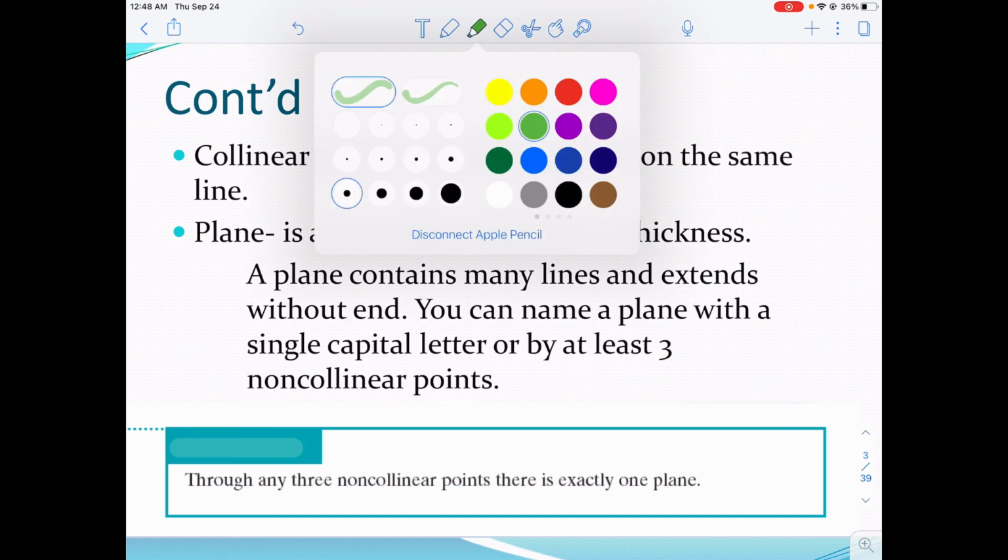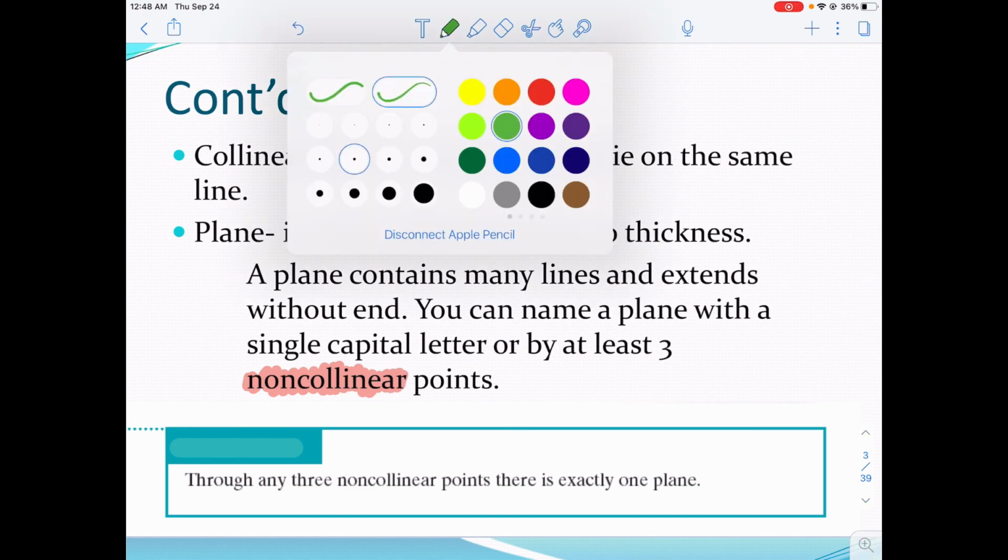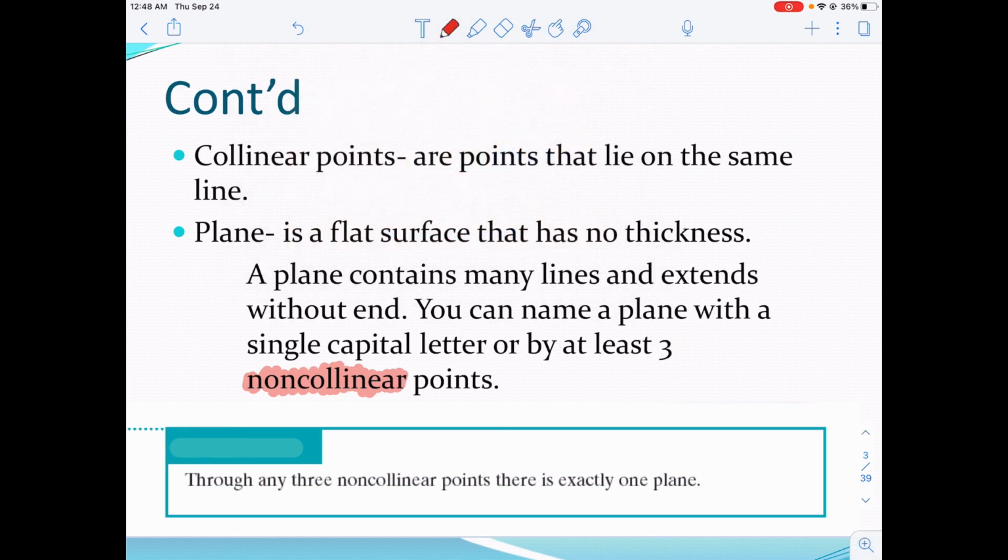All right, I see a new word there: non-collinear. We learned collinear, so non-collinear has to logically be points that are not on the same line.